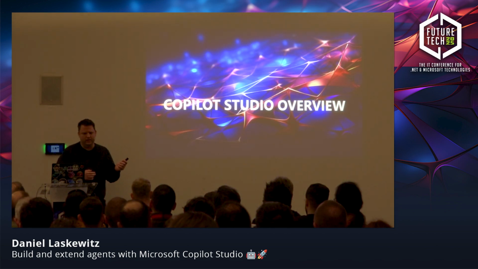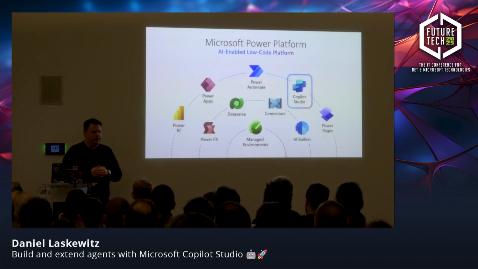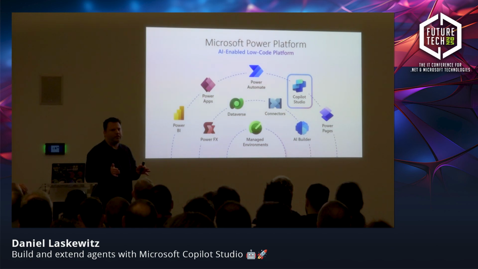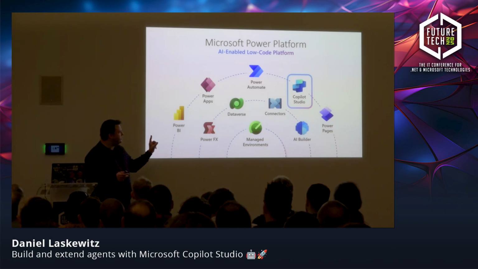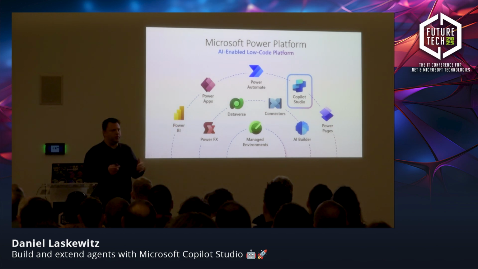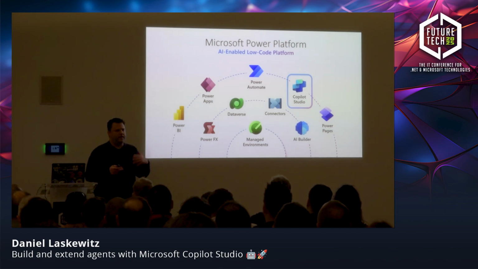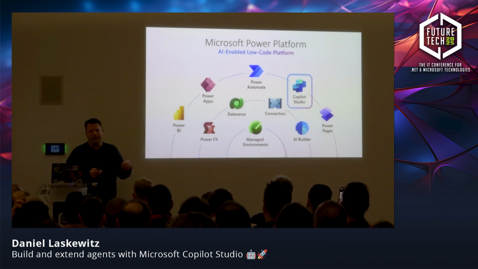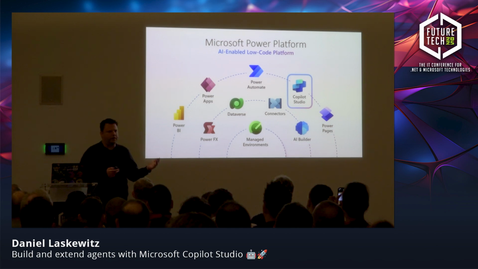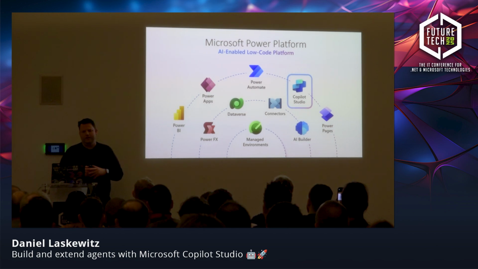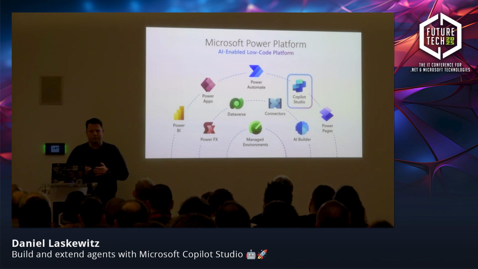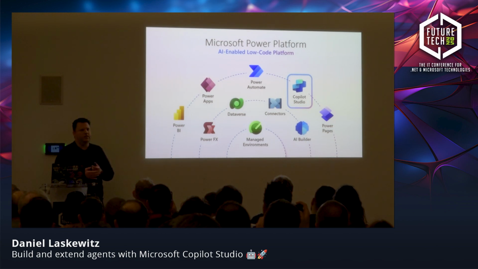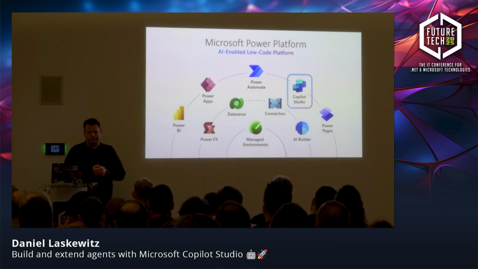So let's start with the Copilot Studio overview. Copilot Studio is part of the Power Platform, which is the low-code platform within Microsoft. And it consists of multiple products. You can see the outer ring here, and those are the products. So you can see Power BI, that's for analytics. You can see Power Apps, which is for app development. You can see Power Automate, which is for automation. Copilot Studio, which is what we're going to talk about today, and that's for building agents. And lastly, we have Power Pages, which is for website development.